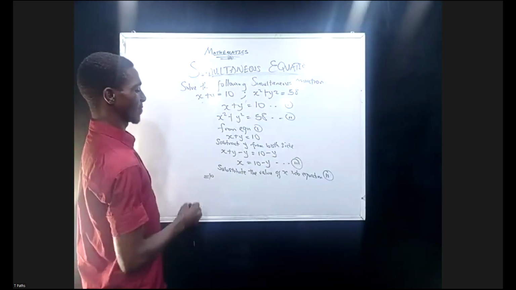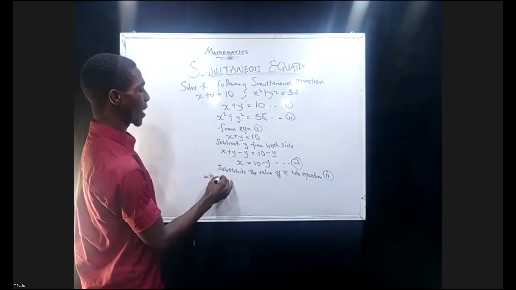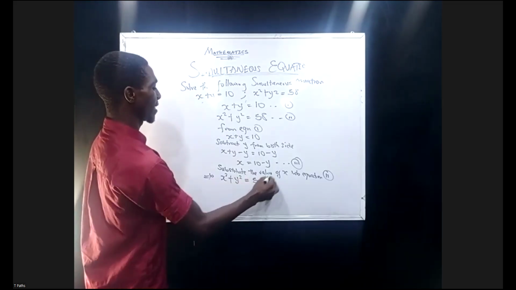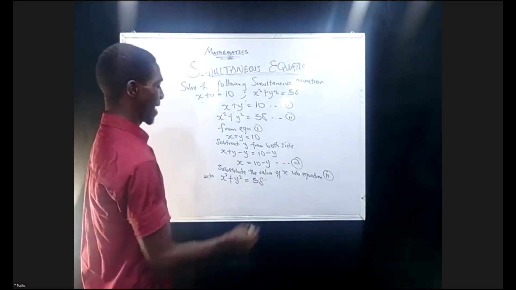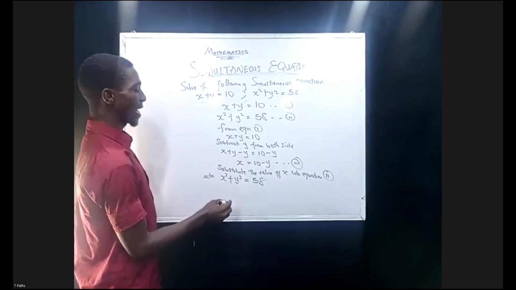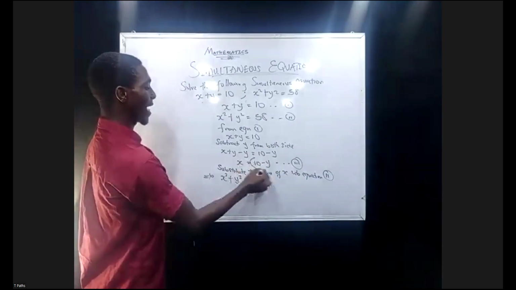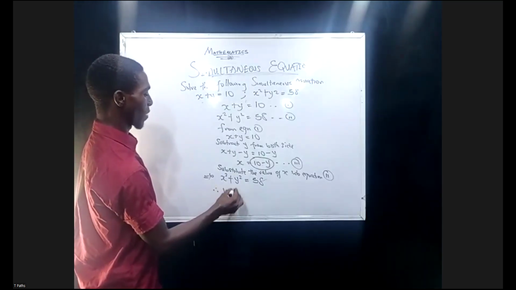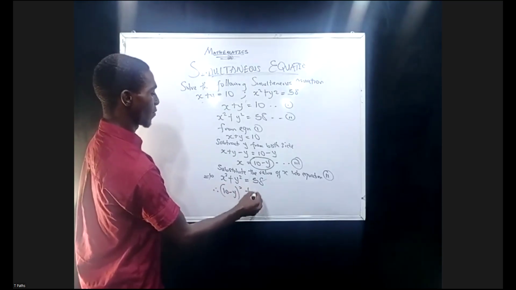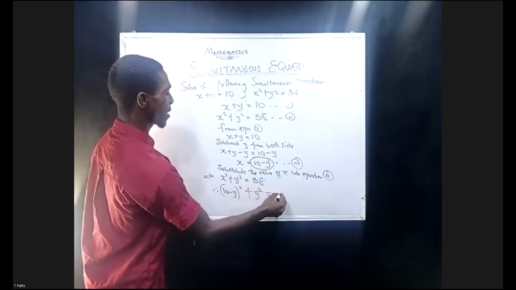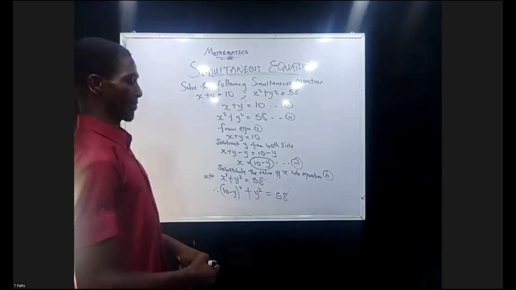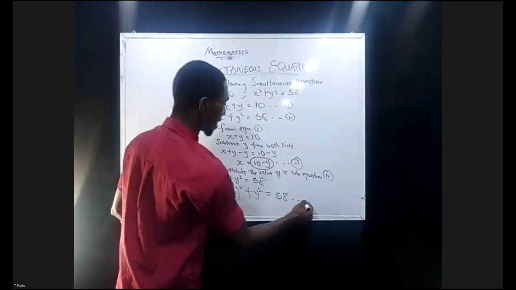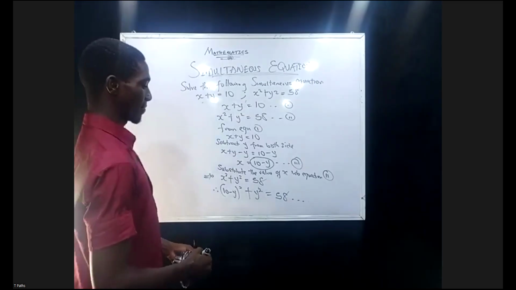This implies, from equation 2, we have x squared plus y squared equals 58. Hence, anywhere we have the value x, we replace it with the value of what? 10 minus y. Therefore, we have 10 minus y all squared plus y squared equals 58. If you arrive at this point here, then you are making progress.